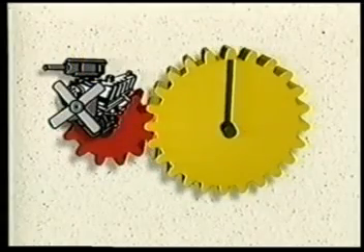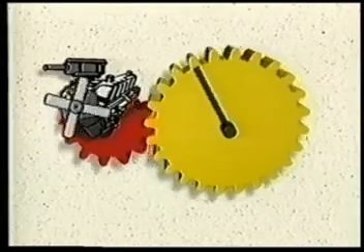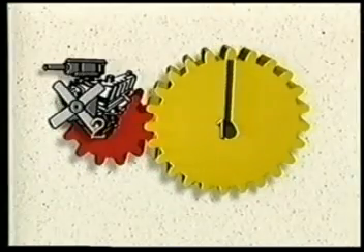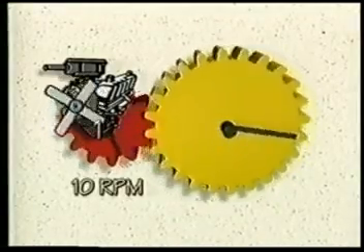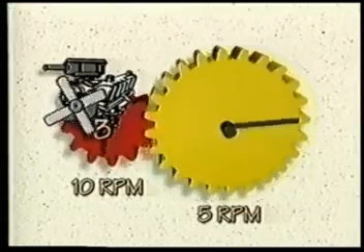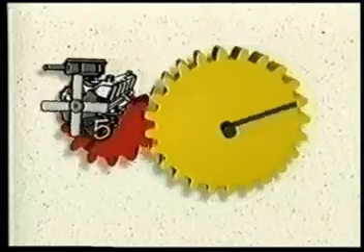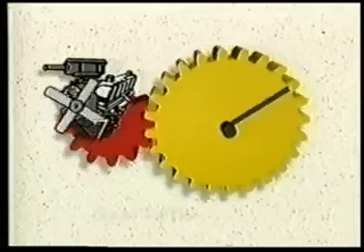Since the red driver gear has only half as many teeth as the yellow driven gear, the driver gear must make 2 revolutions to every 1 revolution of the driven gear. If the driver gear is turning at the rate of 10 revolutions per minute, the driven gear will turn at only 5 revolutions per minute. The ratio of the number of revolutions of the driver gear to the number of revolutions of the driven gear is called the gear ratio.